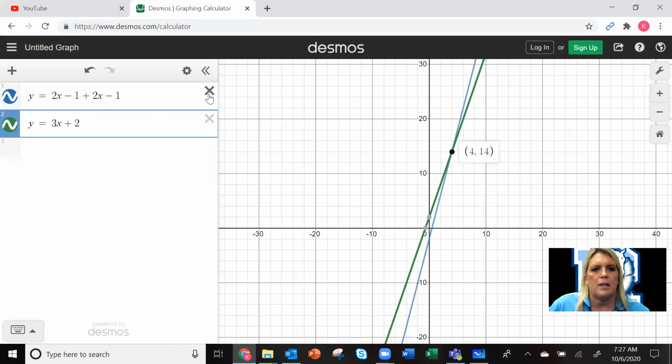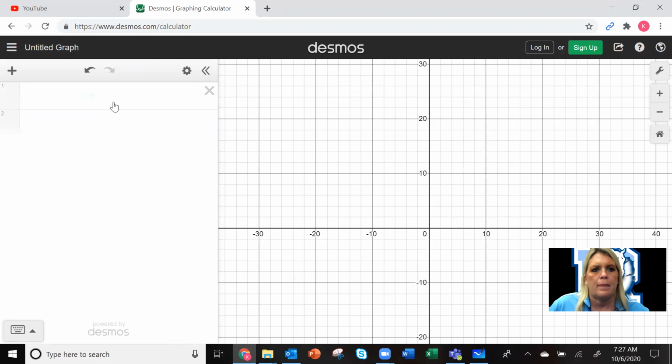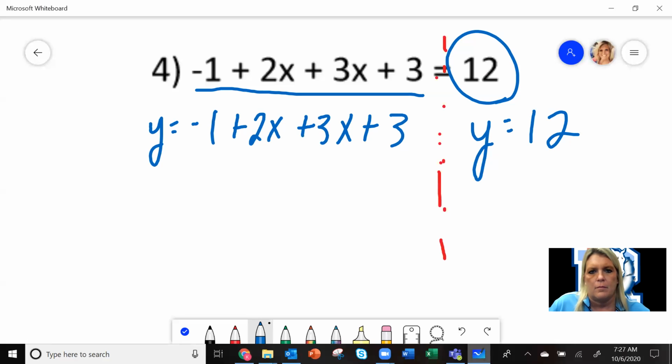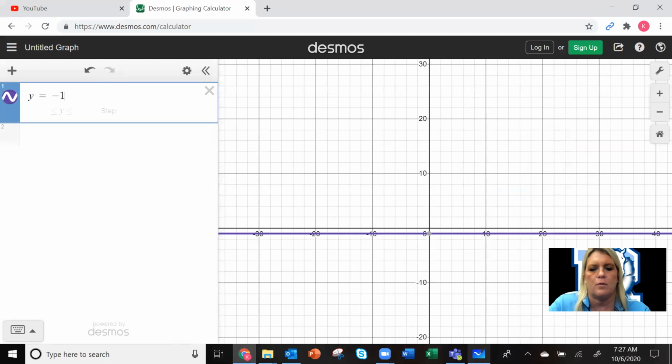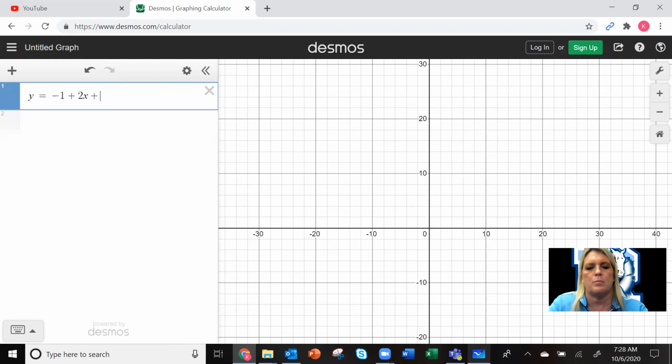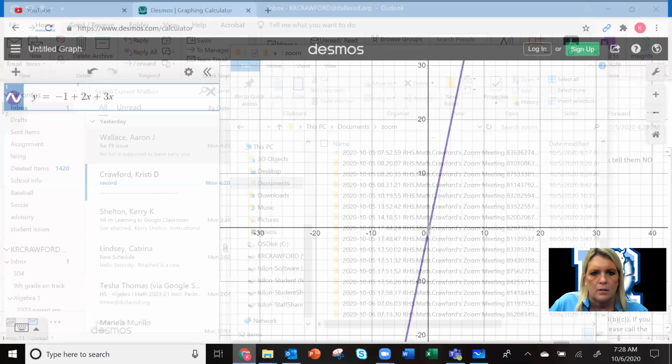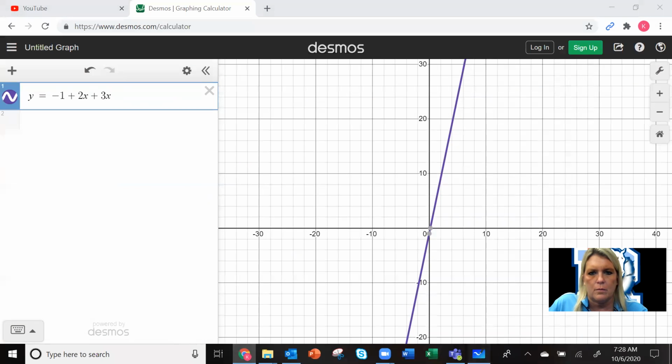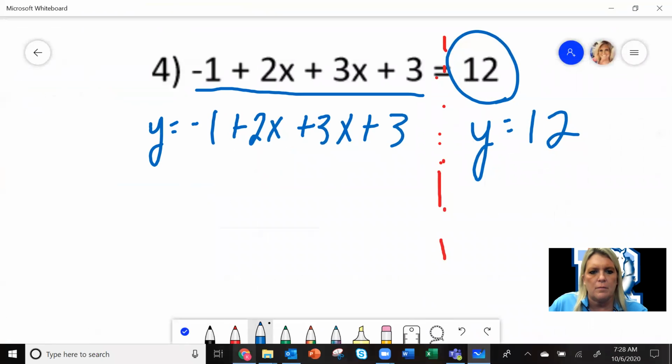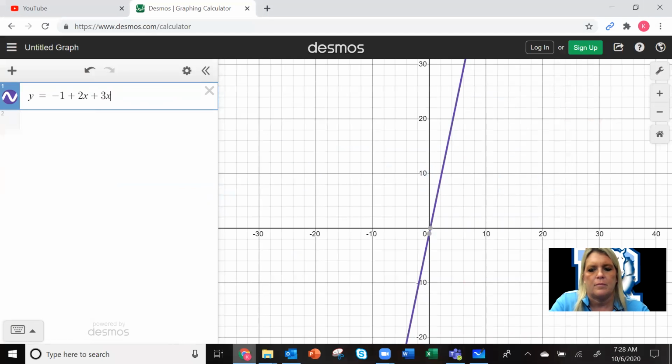So once we write that, now let's put it into our calculator. I'm going to exit out of them. Start on the first one, y equals, let's see, -1 plus 2x. So -1 plus 2x plus 3x. If I remember right, there was more to it. Plus 3. All right, there's the first part.